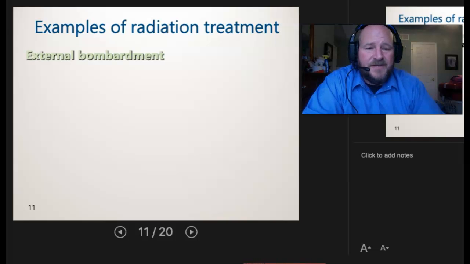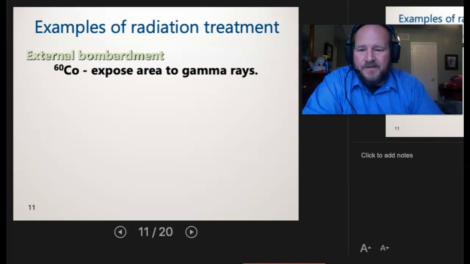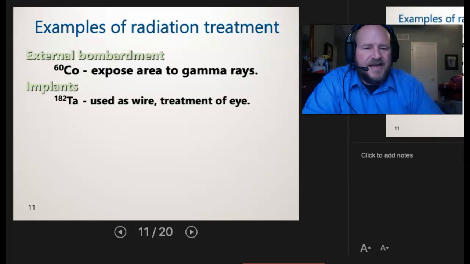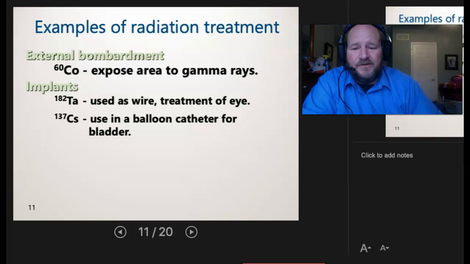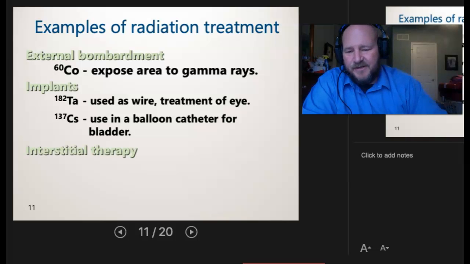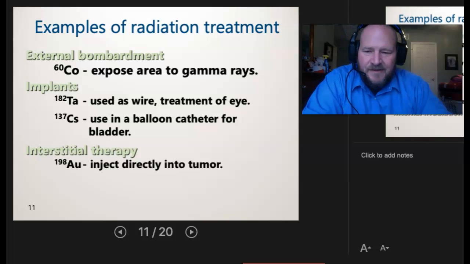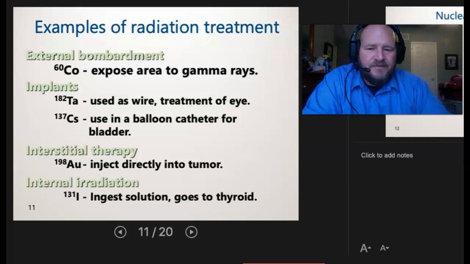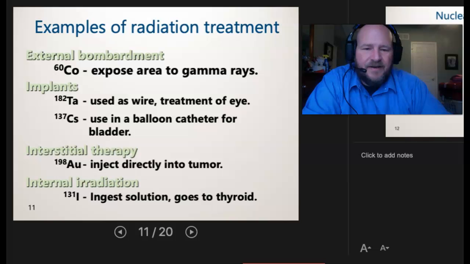Now, some potential ways to do this would be bombardment. So we can use cobalt-60 to expose the area to gamma rays. There could be implants. For instance, thallium wire is used in the treatment of eyes. Cesium, if you're going to use the balloon catheter for the bladder. There are also interstitial therapies. For instance, we can inject gold directly into a tumor. There's also internal radiation. We'll ingest iodine, and it goes right to the thyroid.